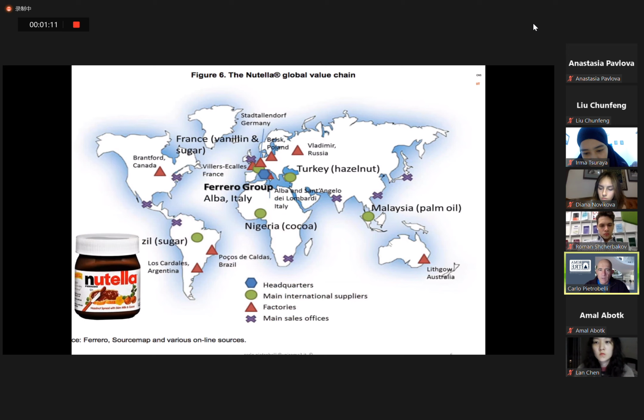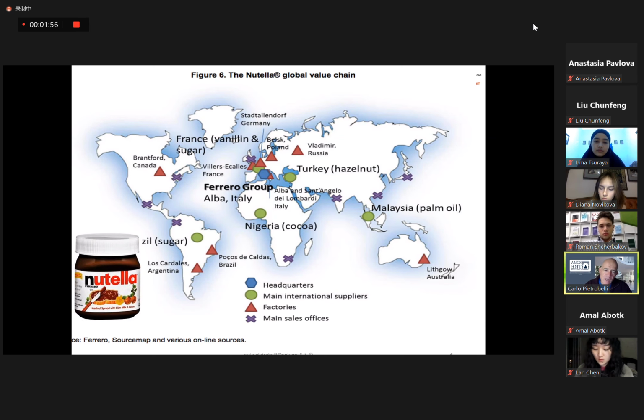Or a well-known product like the Italian Nutella that is produced by a big multinational corporation originally from Italy, Ferrero, the Ferrero Group, which is headquartered near Turin in northern Italy, that has a variety of different plants in charge of different segments of the chain, from the headquarters in blue to the main international suppliers to different factories where they actually process different segments of the chain, and then sales offices all over the world.